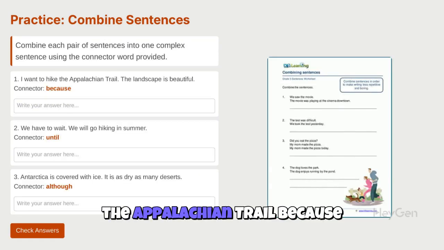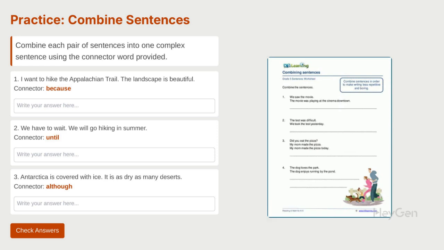I want to hike the Appalachian Trail because the landscape is beautiful. We have to wait until we go hiking in summer. Although Antarctica is covered with ice, it is as dry as many deserts.